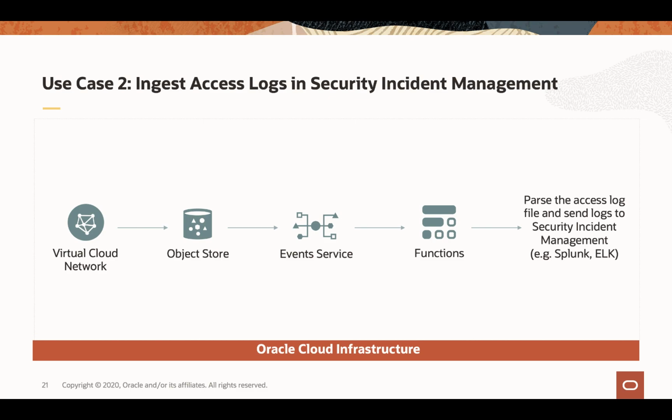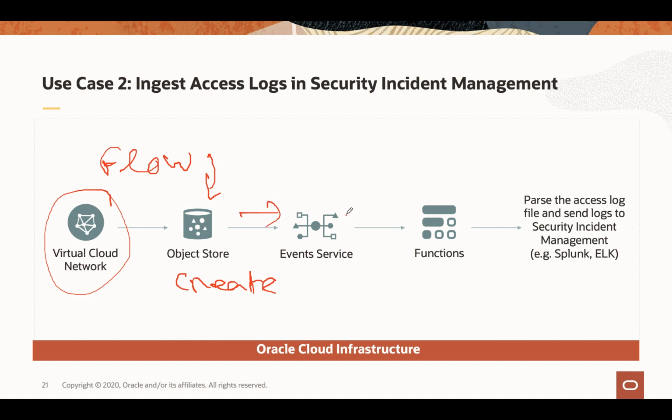So this is your VCN where you are monitoring the flow logs, right? And you are sending that flow log data to the object storage. Immediately upon getting the object storage file creation event, right? So you create the file, and based on the create event, it's sending a signal to the event services. Event services sending the rules. Based on the rules, it is sending that event to a function, and a function is running to parse that access logs and store that data to the Splunk, or let's say ELK.